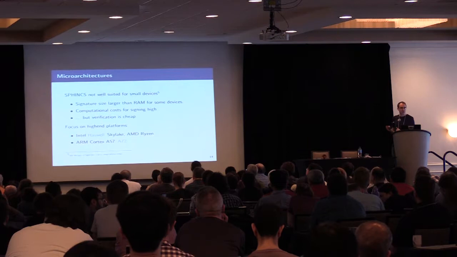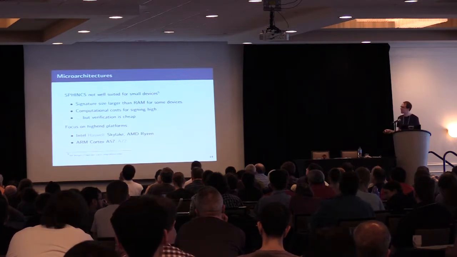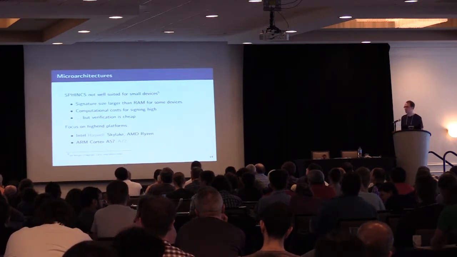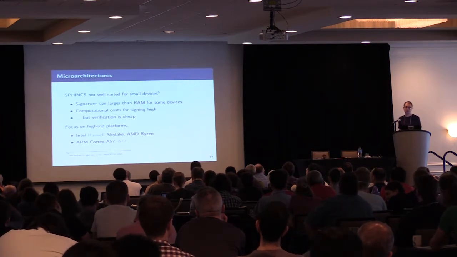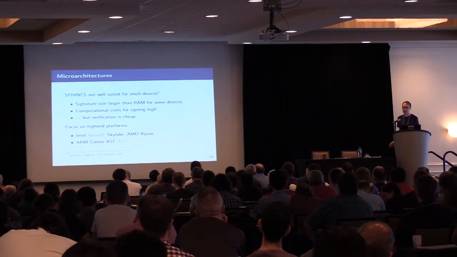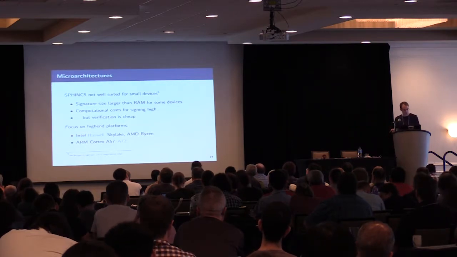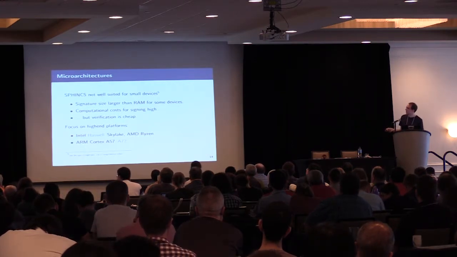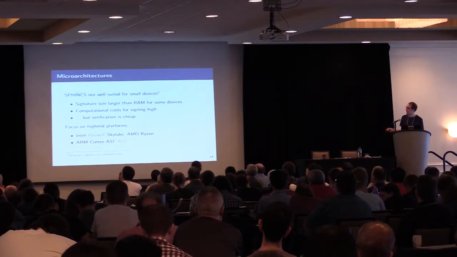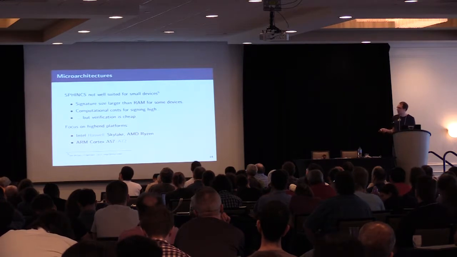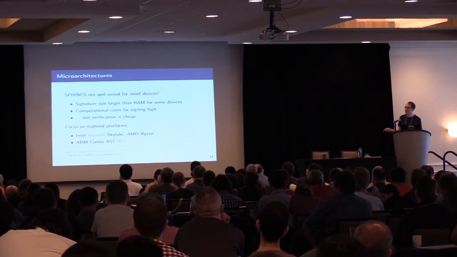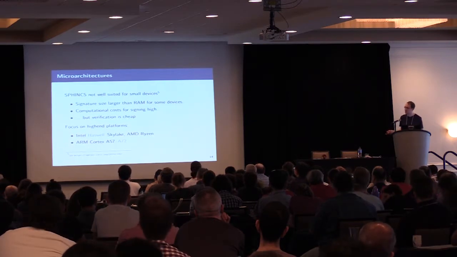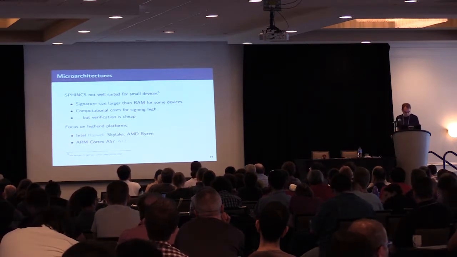Nonetheless, you should maybe not disregard those platforms completely because the verification is cheap. So if you just use SPHINCS+ to sign some firmware, you might be able to do the verification part on the resource-constrained devices. In this talk, I will only focus on the Intel Skylake and AMD Ryzen platforms, and on the ARM Cortex-A57. In the paper, you will also find more performance figures for Intel Haswell and another Cortex platform.